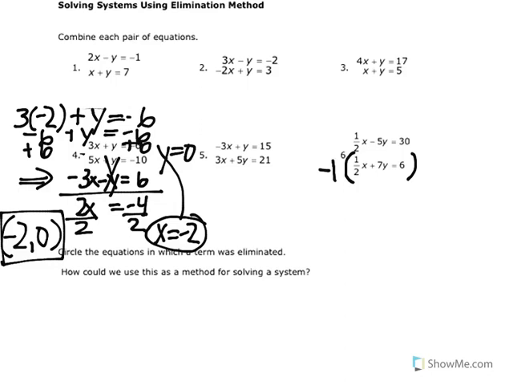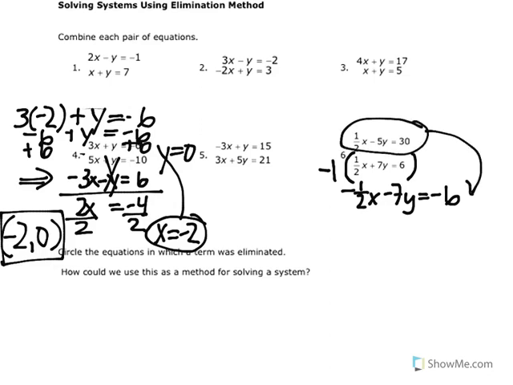When I multiply it by -1, I end up with -1/2 x minus 7y equals -6. Now we're going to add that. I'm going to take this top equation and bring it down here just so we can see it a little better: 1/2 x minus 5y equals positive 30. So let's add the two equations together.